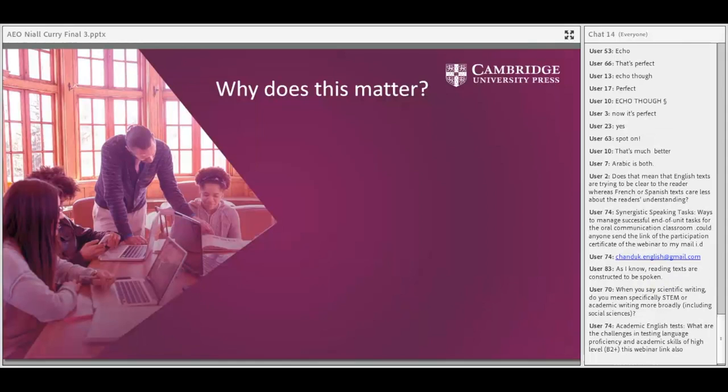Here, when we're thinking about academic language and academic context, I see there's a question where I say scientific writing. I mean more academic publications in the wider sense.